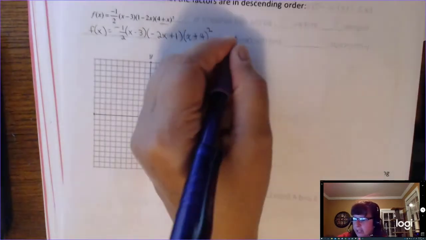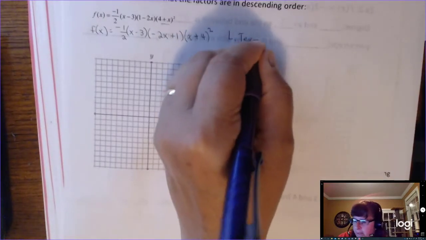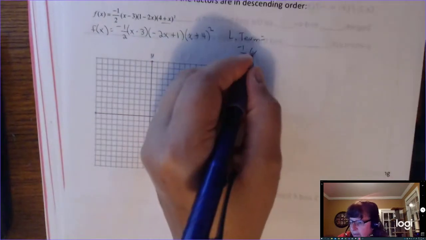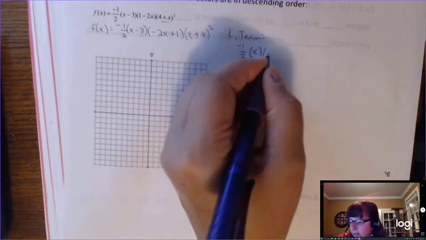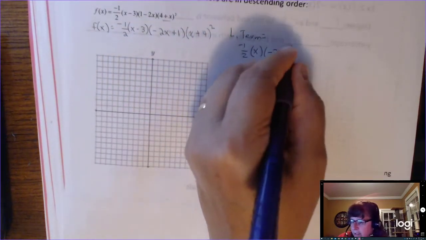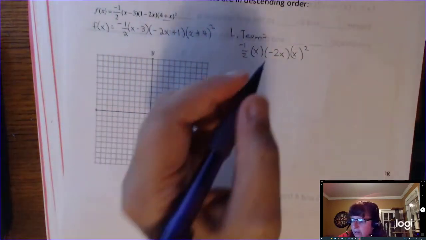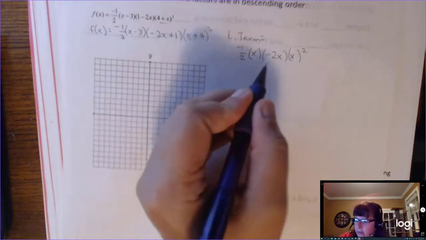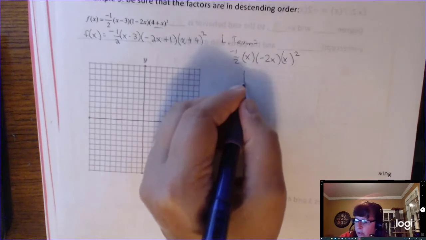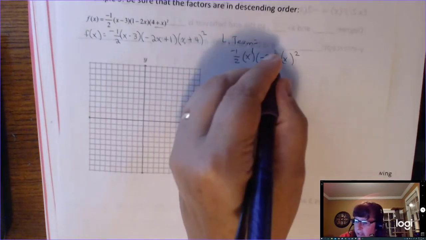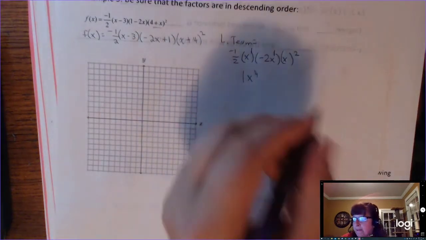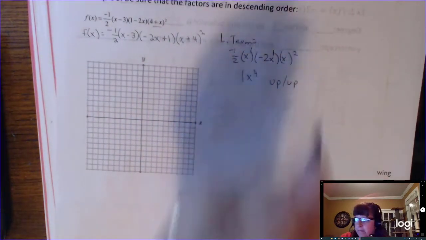Okay, so now the leading term is negative 1/2 times this leading term x times this leading term negative 2x times that leading term x, and it's being squared. Okay, so that's x squared, and so everything else you can now multiply. Negative 1/2 times negative 2 is 1, and then you have x to the 1 times x to the 1 times x squared. So that's 1x to the 4th. Okay, so that's end behavior up, up.